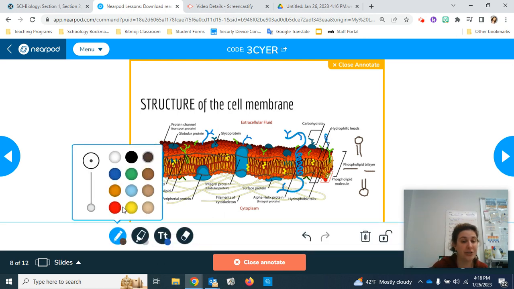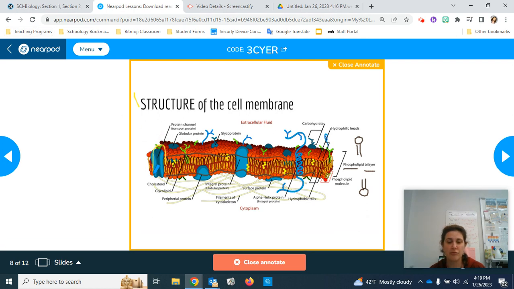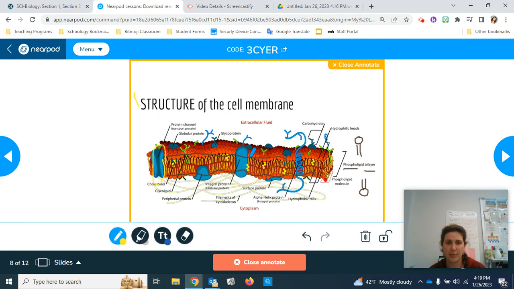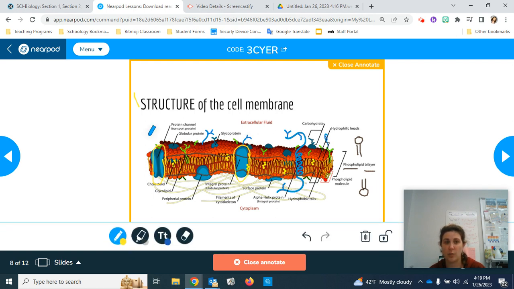Another part that you need to know of the cell membrane are these protein channels. We talked about the cell membrane allowing things in and out of the cell, right? In charge of transport. That's going to happen through these protein channels here, right? This one looks a little bit different. They're only showing you one side of it. This one's just stuck on the one side.